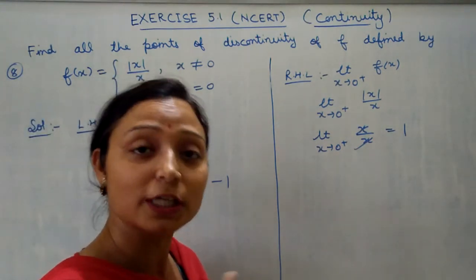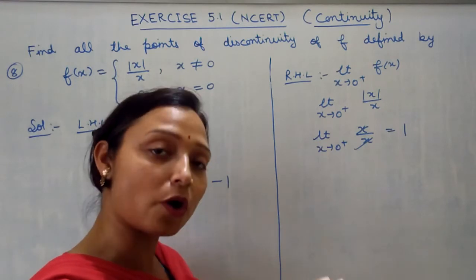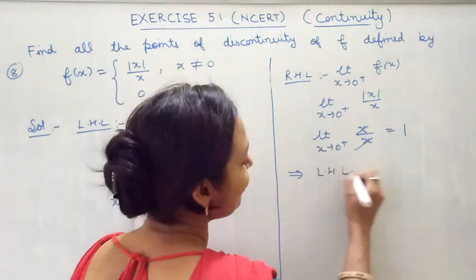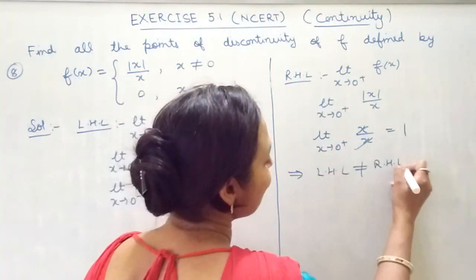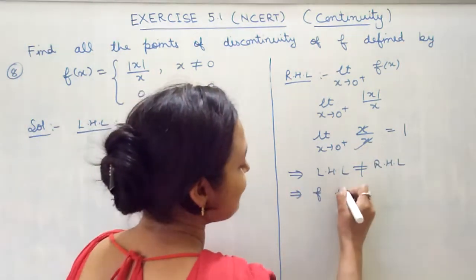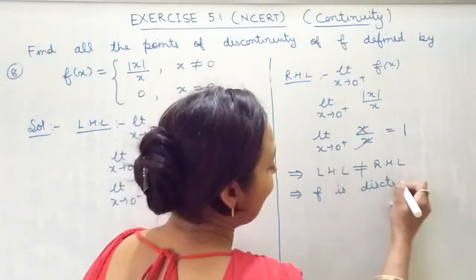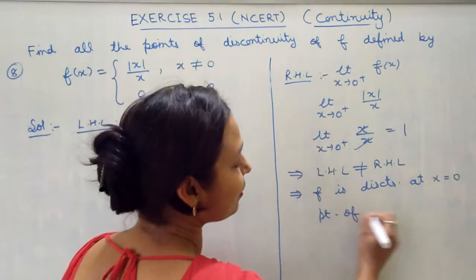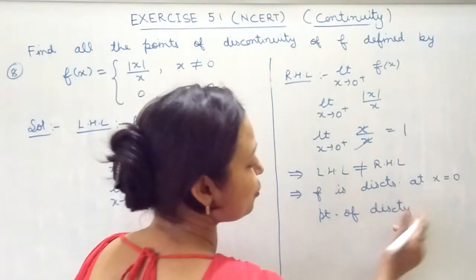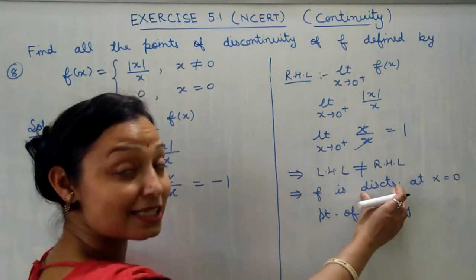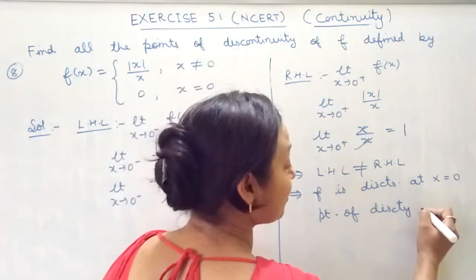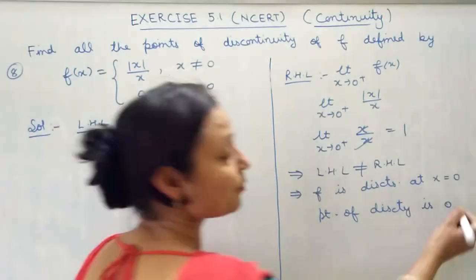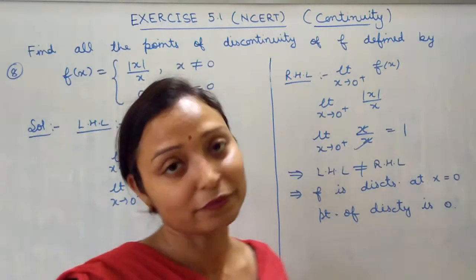Both are not equal. That means f is discontinuous at x equals 0. This implies the left hand limit is not equal to the right hand limit, so f is discontinuous at x equals 0. That means the point of discontinuity is 0. So you have to take the solution like this to find the point of discontinuity.